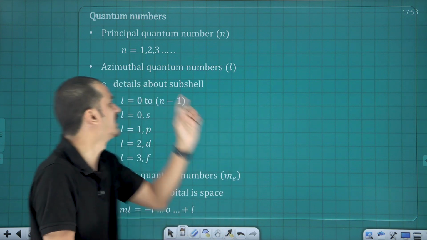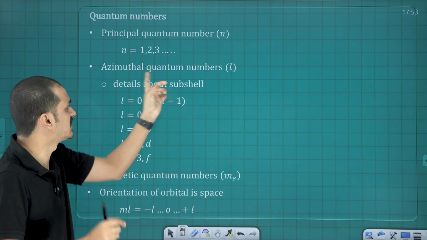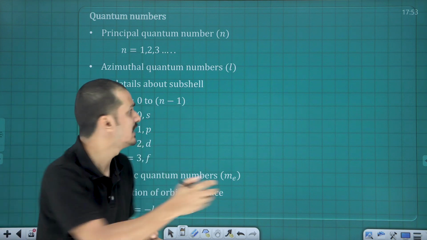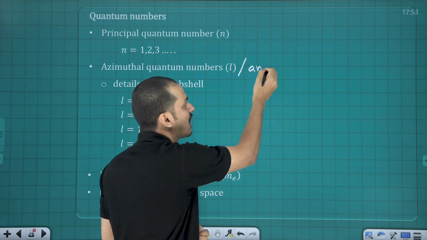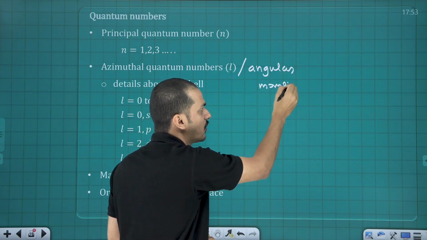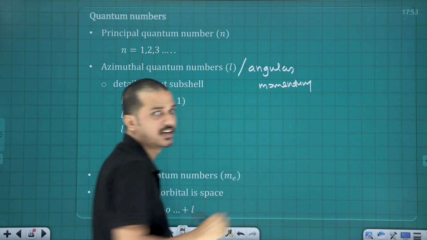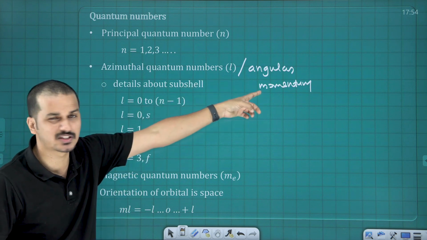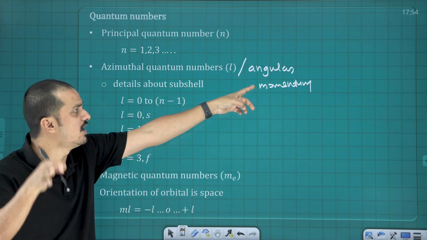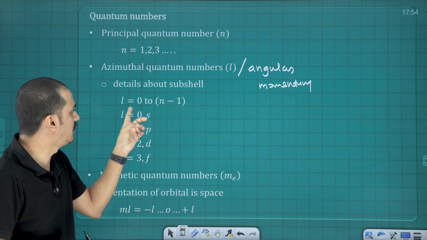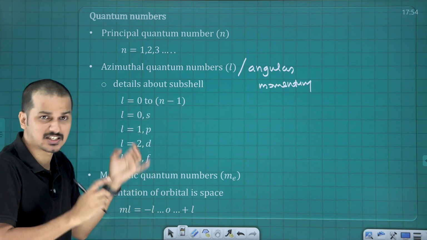And second one is azimuthal quantum number, or else it is also called a subsidiary quantum number, or else it is also called angular momentum quantum number. That idea you have to keep it in mind. It gives the details about the shape of the subshell, or else it gives the details about angular momentum. So its possible value is 0 to n minus 1.